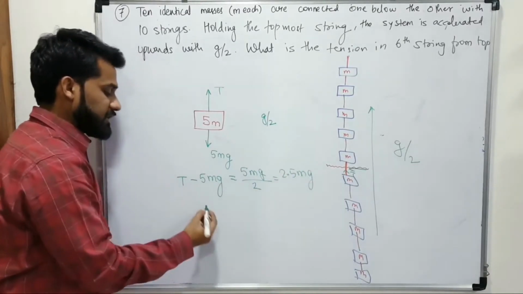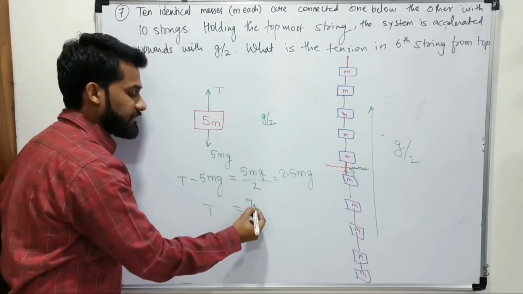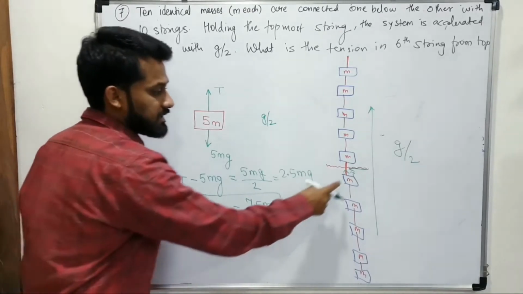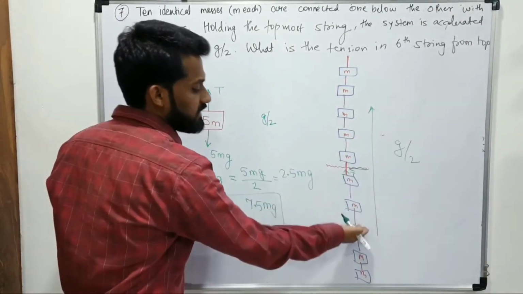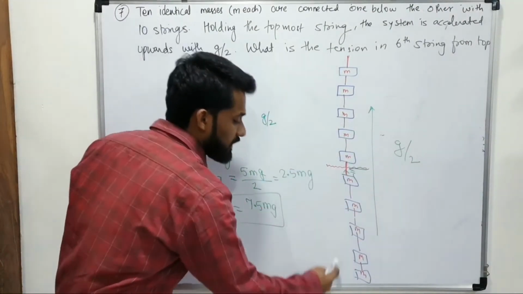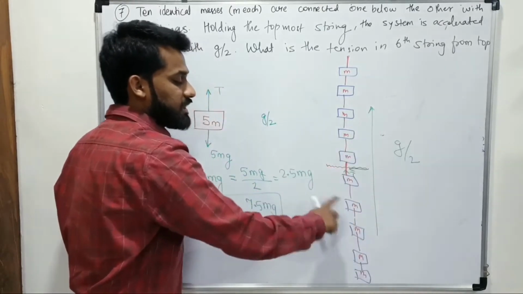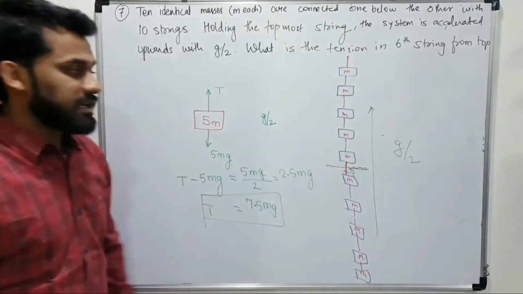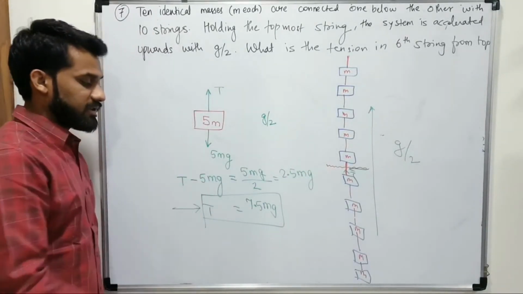And therefore the tension in the sixth string will be, if I take it to the right side, 7.5 mg. This is the tension in string number 6. Similarly, you can find tension in any string. If you want to find tension in any general string, cut it from that point. Total downward force will be 3 mg, upward force is T. T minus 3 mg will provide net acceleration in the upward direction. So for this particular question, in the sixth string, the tension will be 7.5 mg.